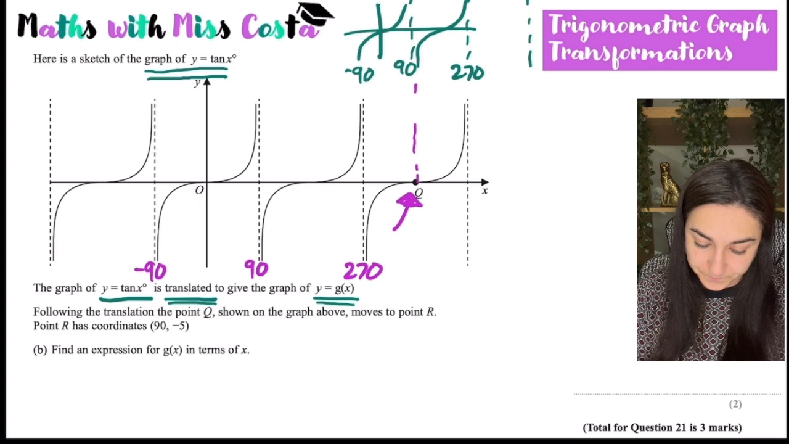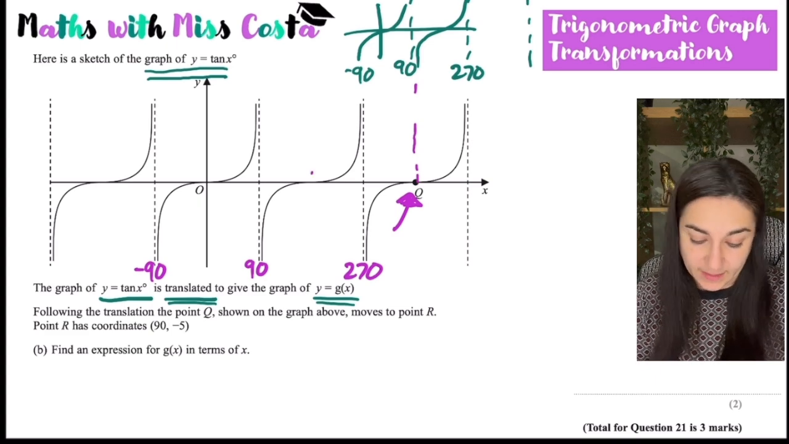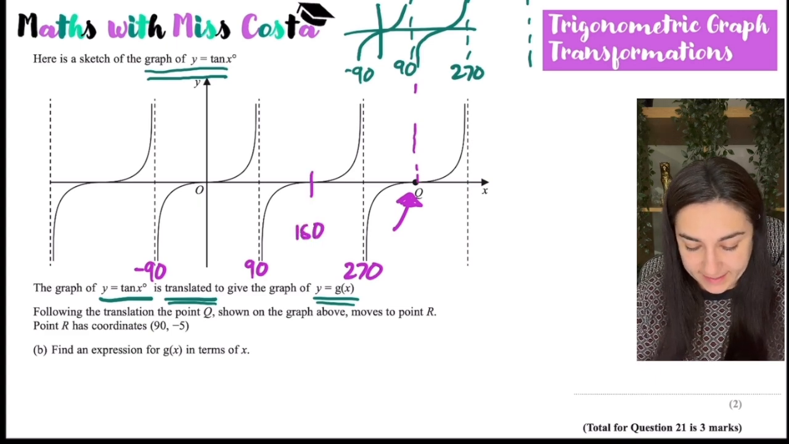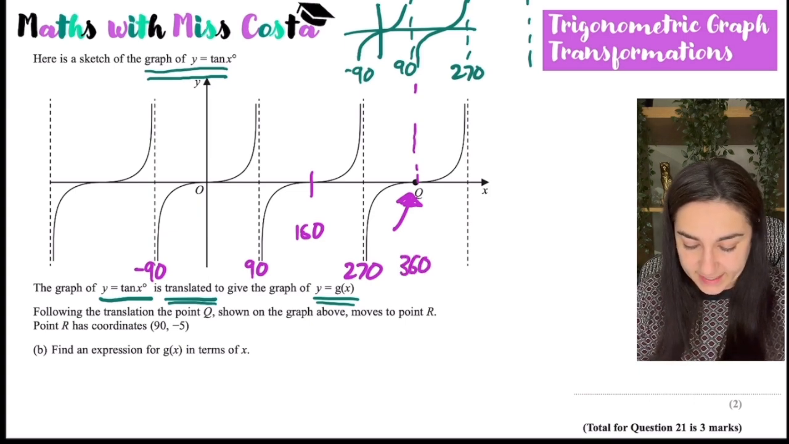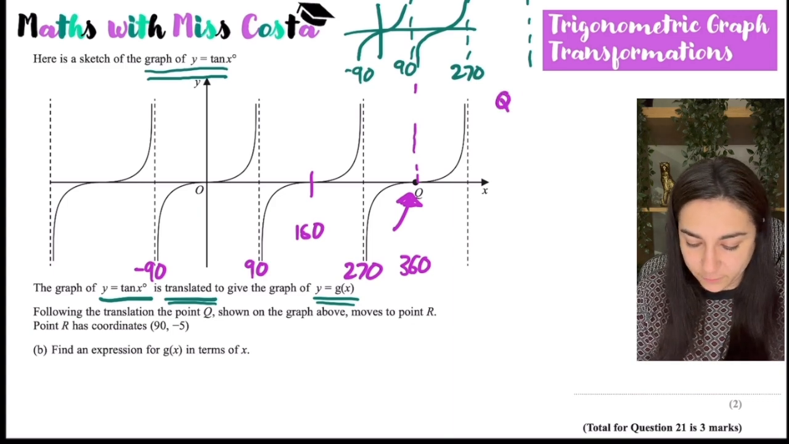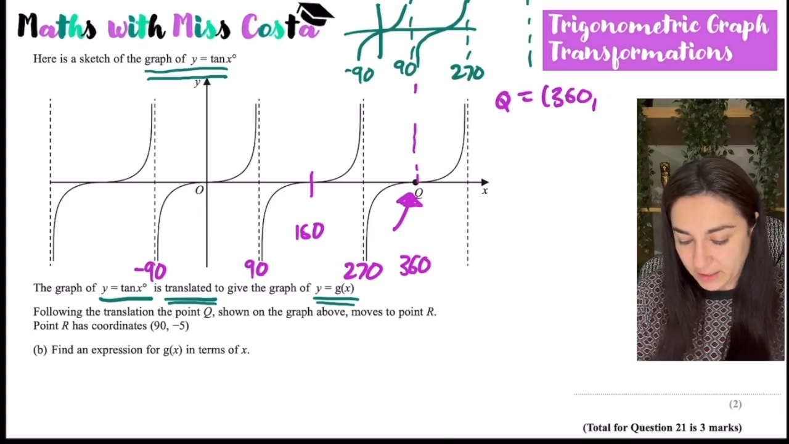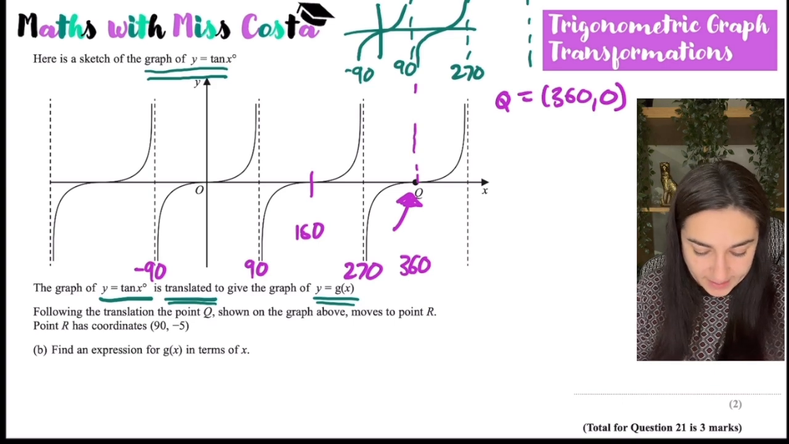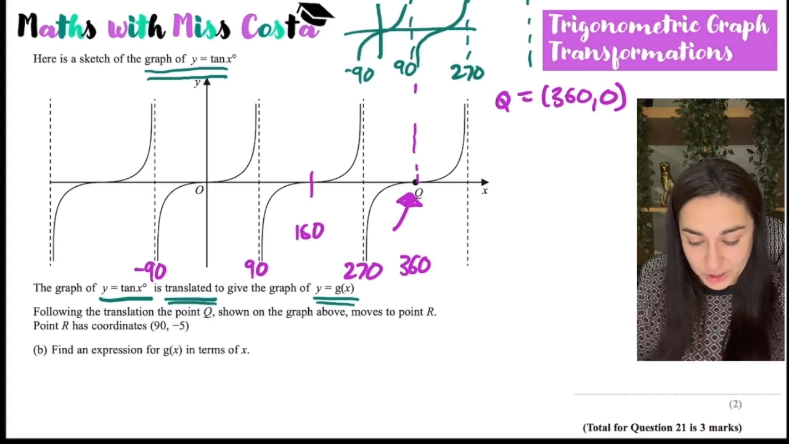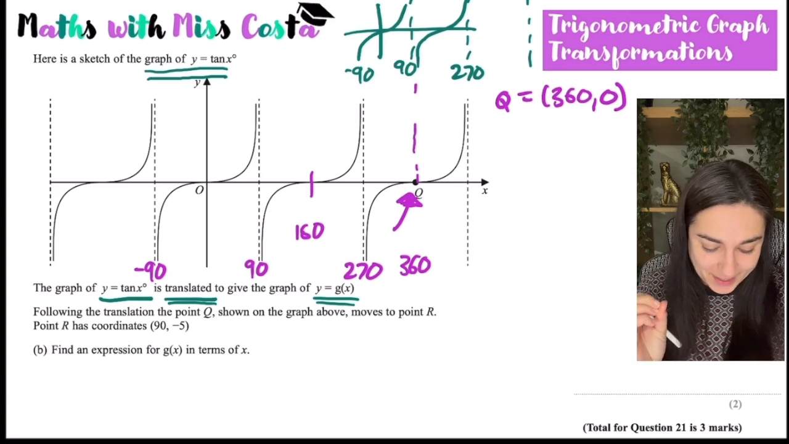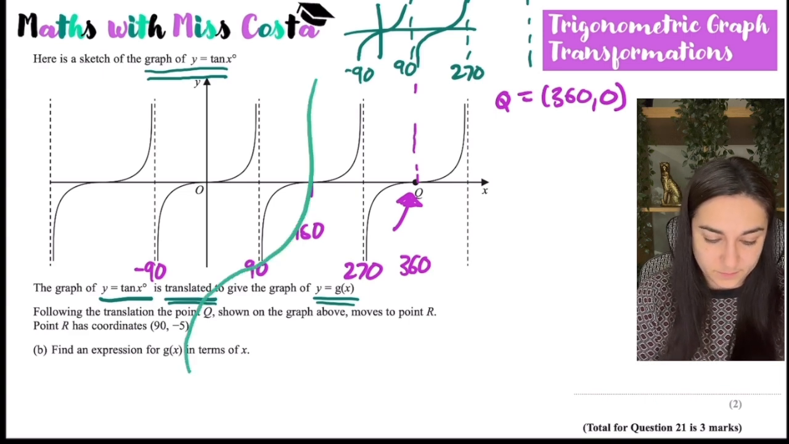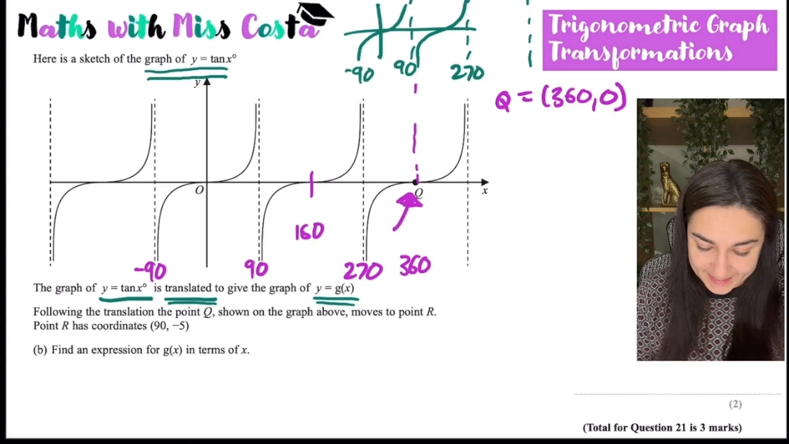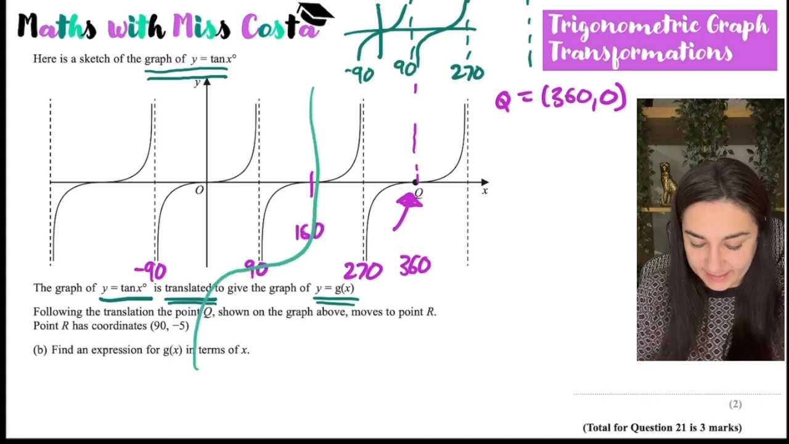And therefore, point Q is going to, like each little part here, that would be 180. That's a distance of 90, so that part here must be 360. So therefore, the coordinate of Q would be 360, 0. And I know that the point Q is moved to create the coordinate R, which is 90, -5. So essentially, the graph has been translated like this.